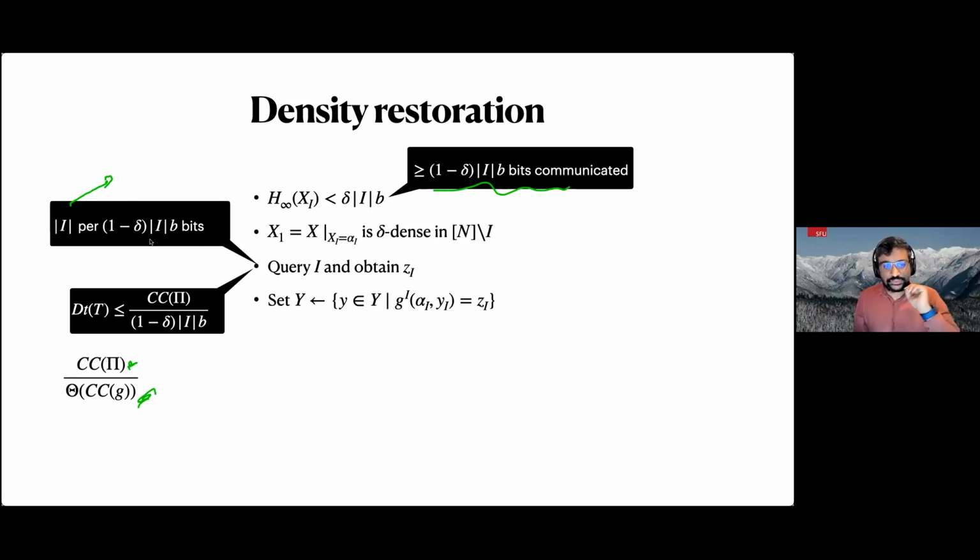So we can say that the query complexity is comparable to the communication complexity divided by 1 minus delta B. For every this amount of communication, this is the number of queries we make. So the total communication is CC of pi, and then the total queries that we make would be CC of pi divided by 1 minus delta times B. Okay, so this allows us to control the query complexity.